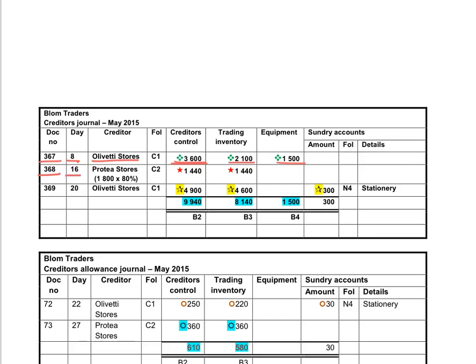The date is the 16th. We received a 20% trade discount, so we will only pay 80% of the normal amount. That is the amount that we owe the creditors, and our cost price of the inventory is 1,440. No entry for the trade discount.